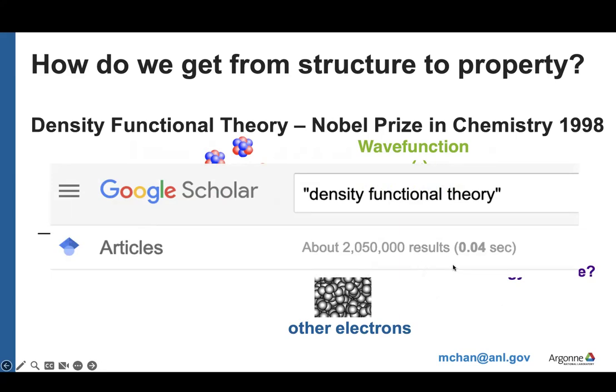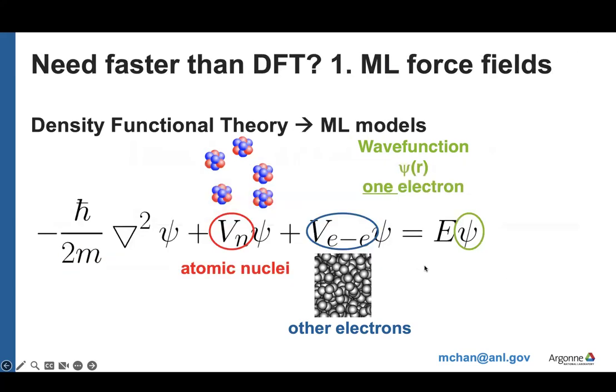But how big is 2 million Google Scholar results? I didn't have a sense of scale. It's big, but how big is it? So I did another search for X-ray diffraction. X-ray diffraction is 100 years old, and it has 4 million. So in a sense, density functional theory was really an explosive influence on scholarly research.